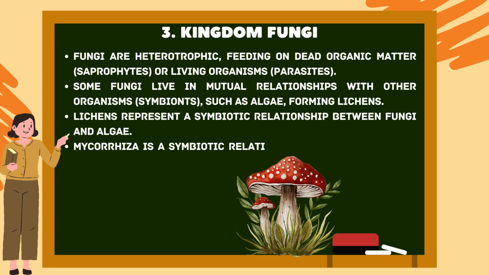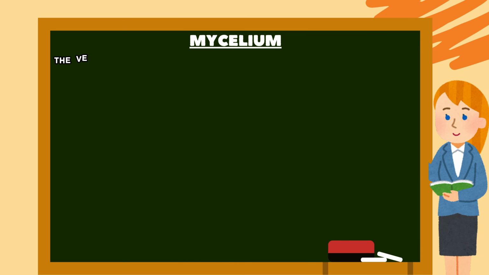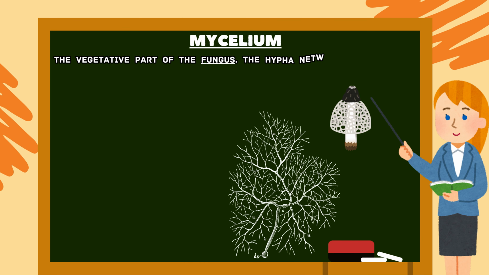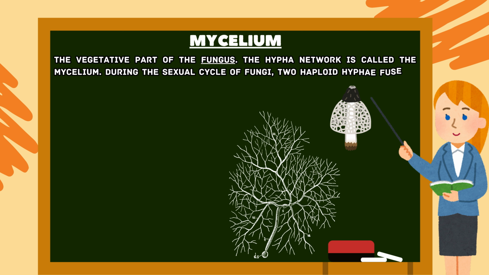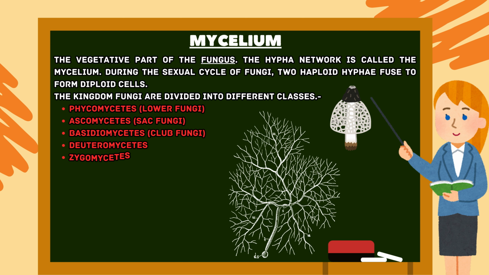Reproduction in fungi can occur by many methods such as budding, fragmentation, and fission, and asexual reproduction occurs by means of spores, which are called sclerotia. Mycelium is the vegetative part of the fungus. The hyphal network is called the mycelium. During the sexual life cycle of fungi, 2 haploid hyphae fuse to form diploid cells. The kingdom fungi are divided into different classes: Phycomycetes, Ascomycetes, Basidiomycetes, Deuteromycetes and Zygomycetes.